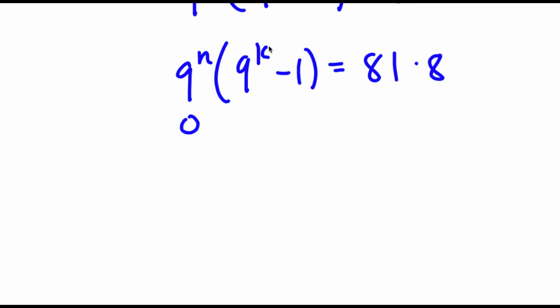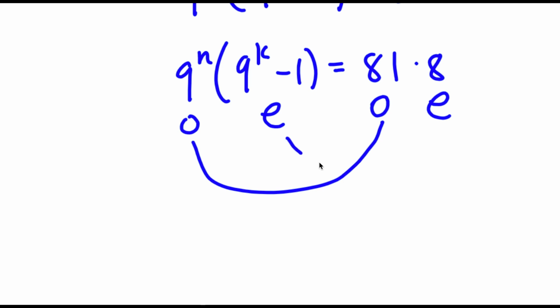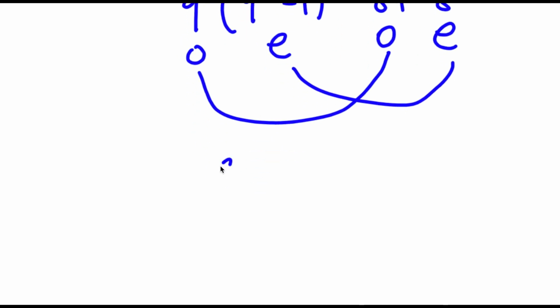9 to the power of any number is odd, but an odd number minus 1 is going to be an even number. So 9 to the power of n is odd, and 9 to the power of k minus 1, that's going to be even. So 81 is odd, and 8 is even. And notice how we have a number times another number is equal to another number times another number. It's an odd number times an even number is equal to an odd number times an even number. Meaning we can set the odd numbers equal to each other and the even numbers equal to each other.